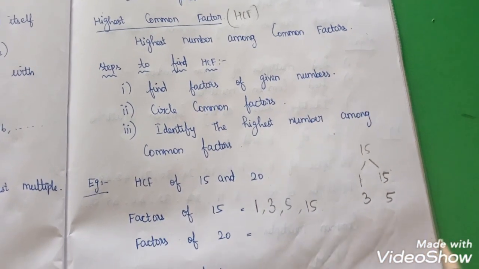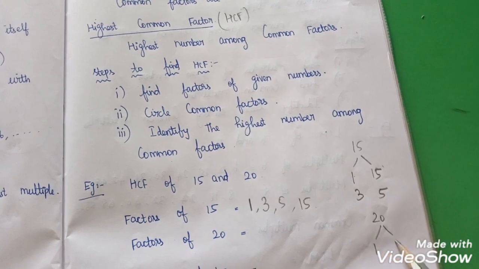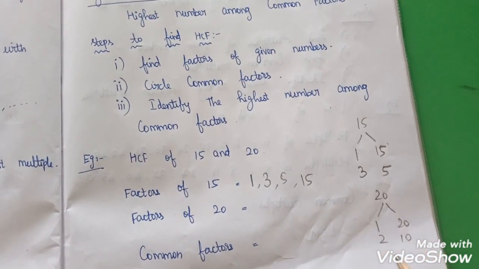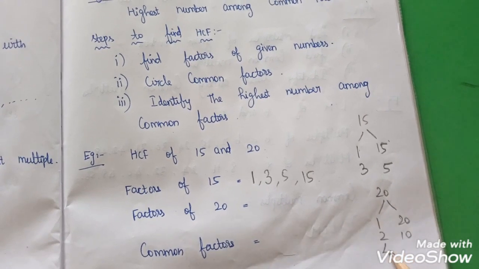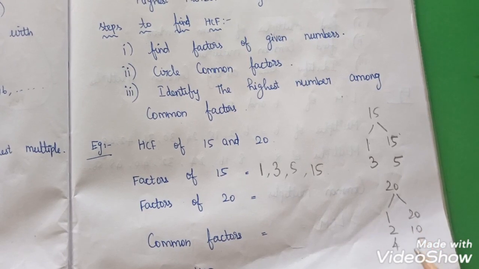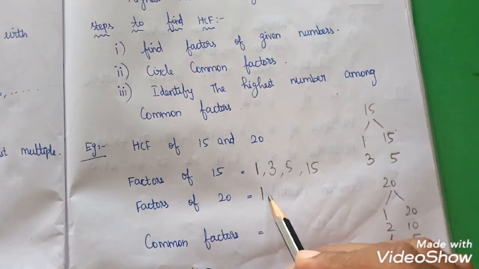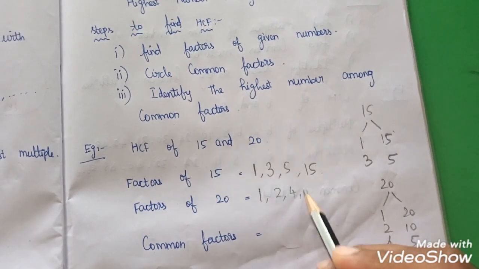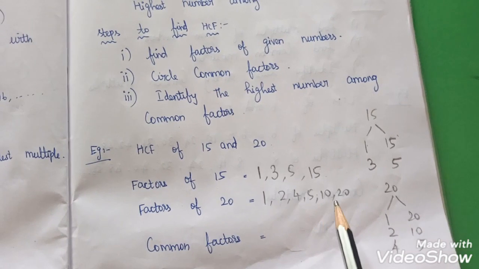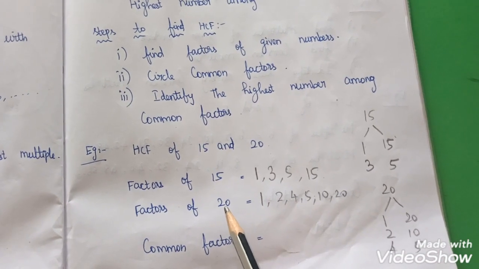Similarly, what are the factors of 20? Shall we find it? It is 20. 1 20s are 20. And the 2 table, 2 10s are 20. And the 3 table, it won't come. And the 4 table, 4 5s are 20. And the 5 table, 5 4s are 20. So the numbers are repeated. We can stop here. So what are the numbers here? 1, 2, 4, 5, 10 and 20. So these are the factors which divide the number 20.